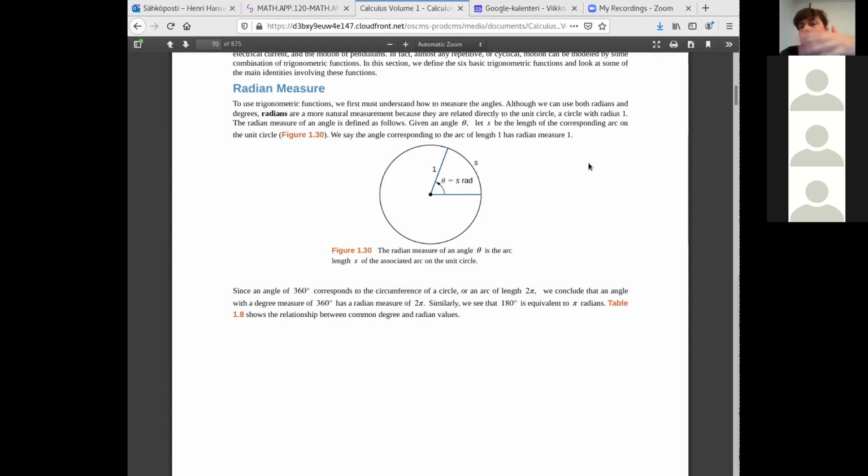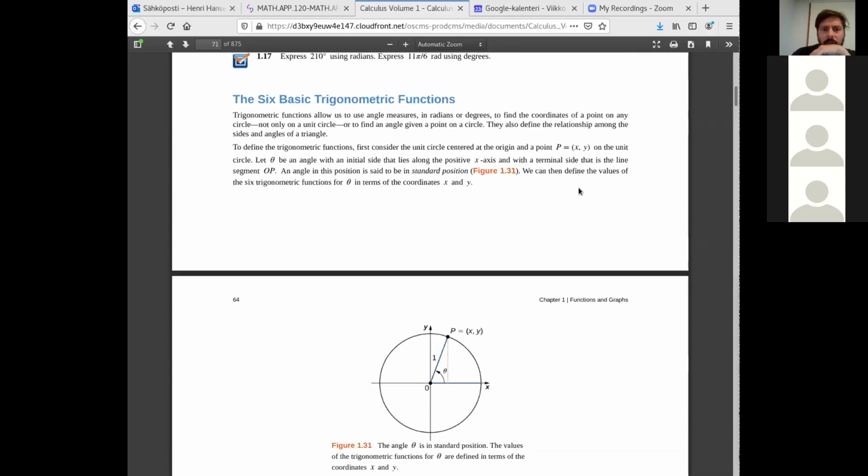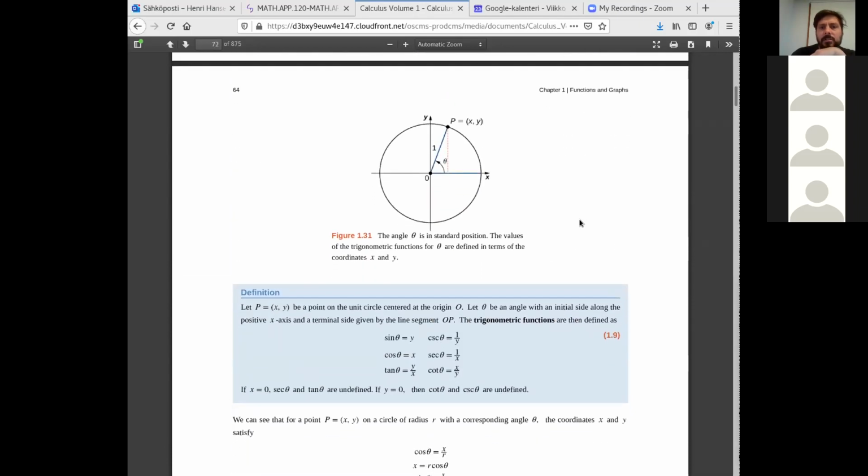Whenever we're dealing with triangles, the maximum angle is 180 degrees, which is pi, and the angles always sum up to pi. So the angles of a triangle are always some fraction of pi. And here's a nicer picture.